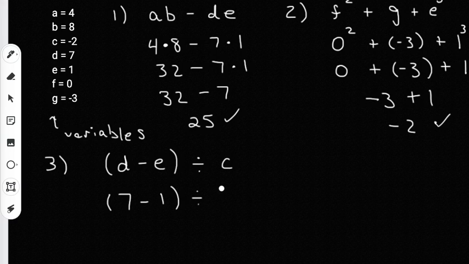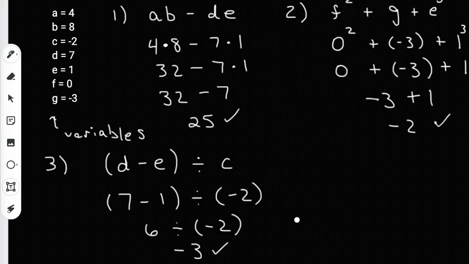C is negative 2. So now I have two sets of parentheses. 7 minus 1 is going to give me 6, divided by negative 2. I bring that down. And then 6 divided by negative 2 is going to give me negative 3. And that's it. So that's evaluating expressions. All you're doing is letting letters be numbers.